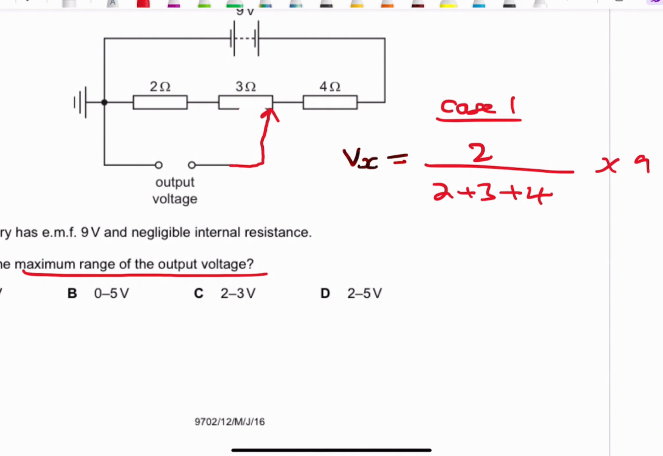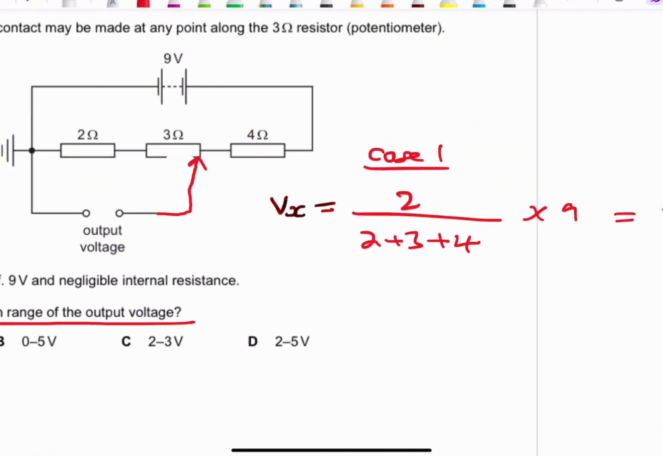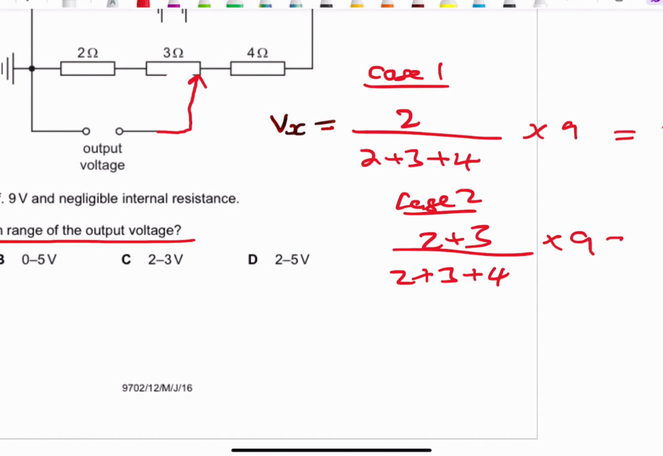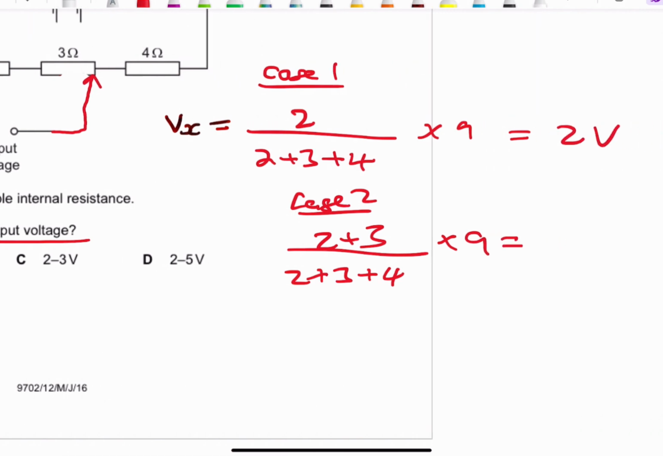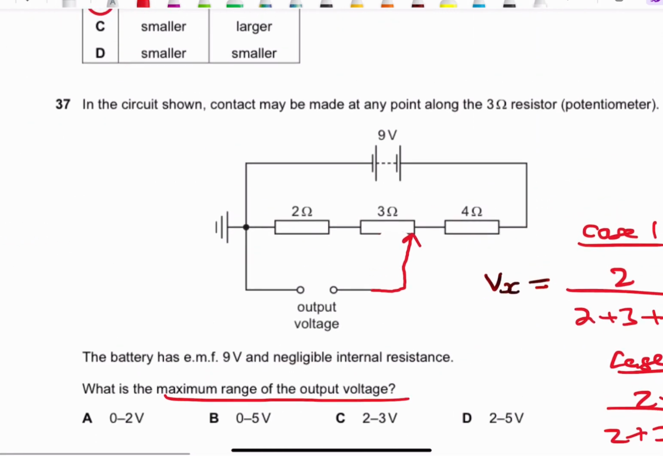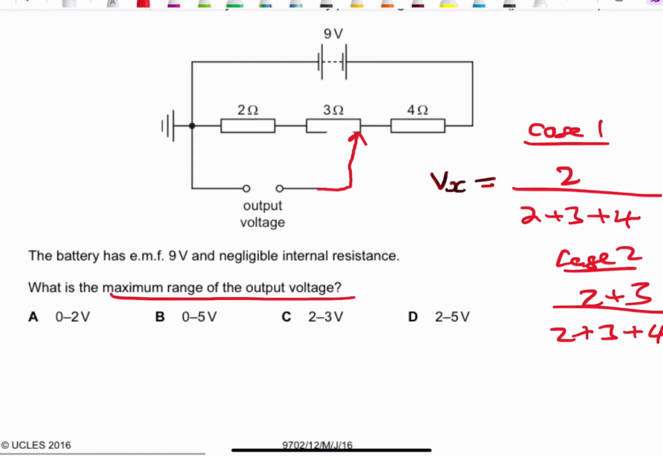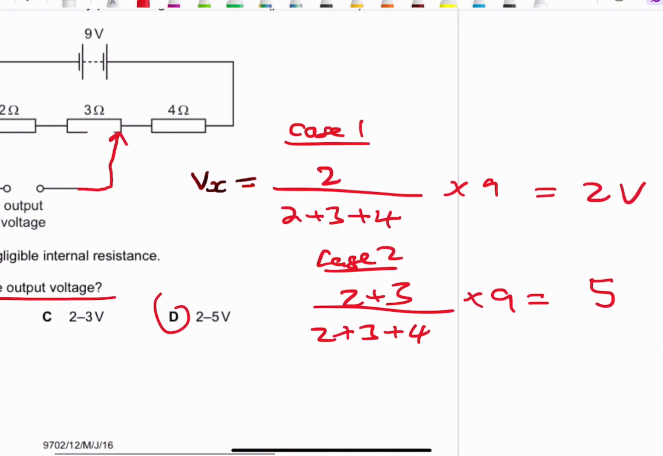And when you place it at the end, I want you to keep track of what's going on here. We now have 2 and 3 combined together. So for case 2, just going to be simple: 2 plus 3 divided by 2 plus 3 plus 4, multiplied by 9. That's going to give you a value of 5, right? So the range will lie from 2 to 5 volts. So that's what you need.